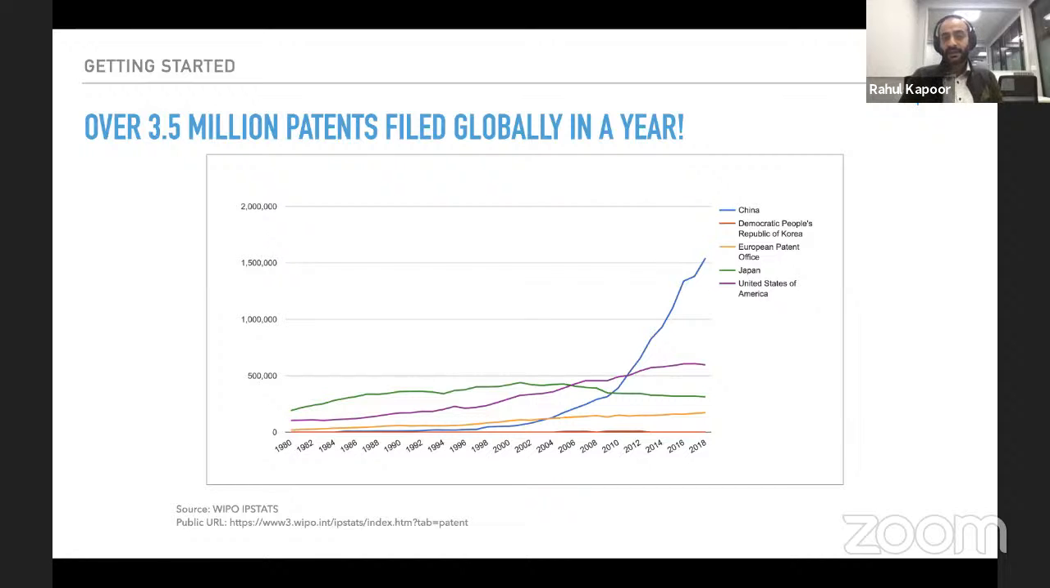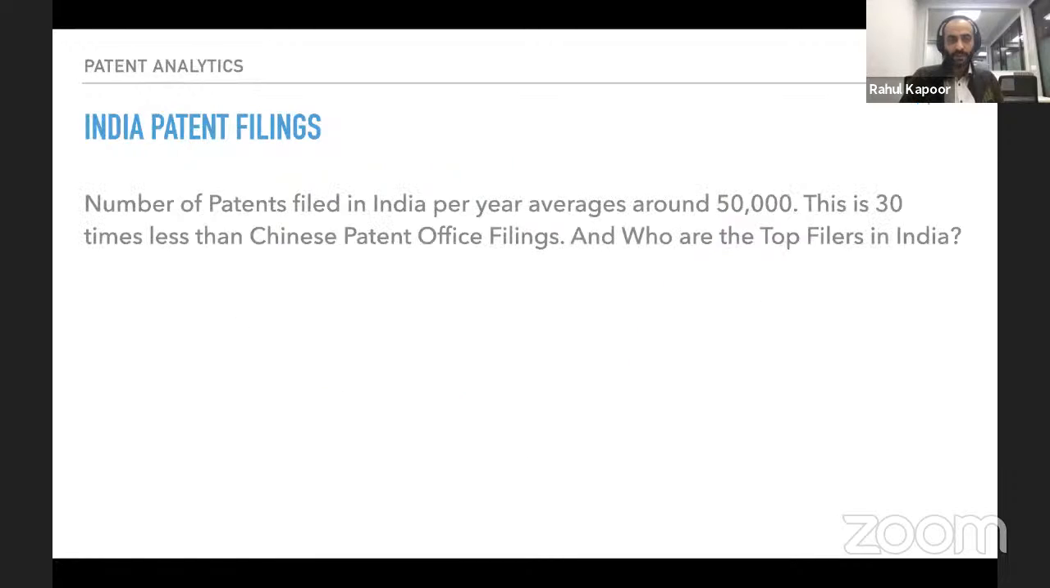So yeah, this is the global scenario of patents as of today. You can see around 3.5 million patents are filed every year. That is why search is all the more important, and trying to do something absolutely new is even a bit difficult if you do a really precise prior art search. So let's move on to some Indian data.